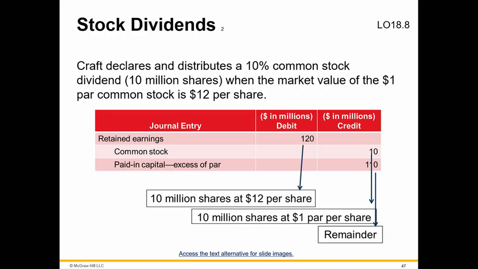We're distributing shares, so we're pulling it, reducing our retained earnings. We're not getting cash for it. But we credit common stock at par value, which is 10 million shares times $1 par, and I need my debits to equal my credits, so I'm off $110 million because the excess of par value is $11 over the $1 for a total of 12. I need to take 11 times 10 million shares to get 110 million paid in capital in excess of par.